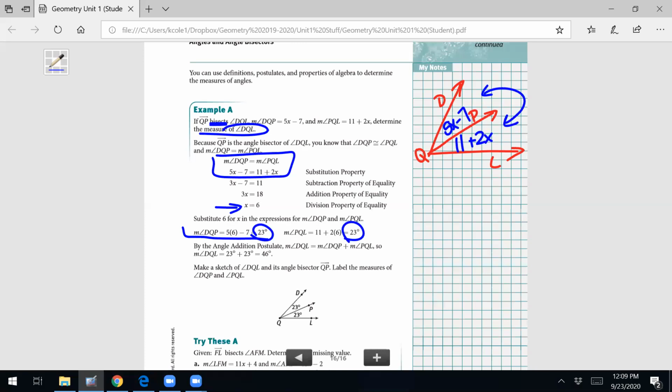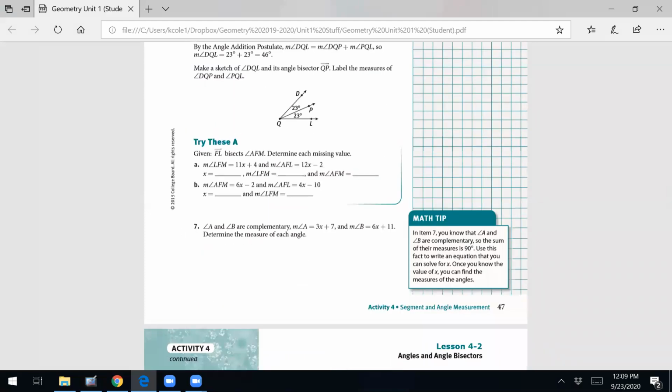So you could have saved yourself just a tiny step right there and just doubled 23 to know that your whole angle is going to be 46. Okay? Cool? All right. Now, look at try these A. I'm going to work with you through the first one, then I'm going to let you work through the second one on your own, unless y'all just want to try both of them. Y'all want me to do A?